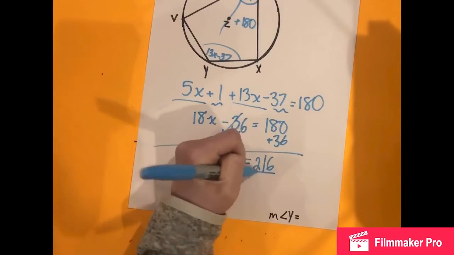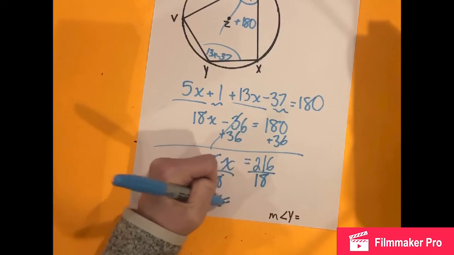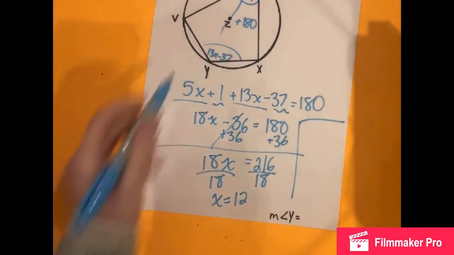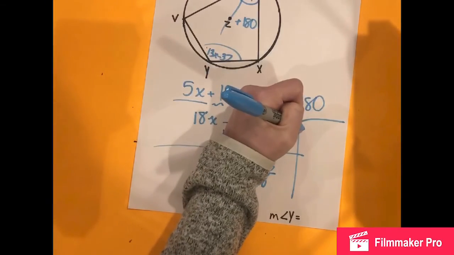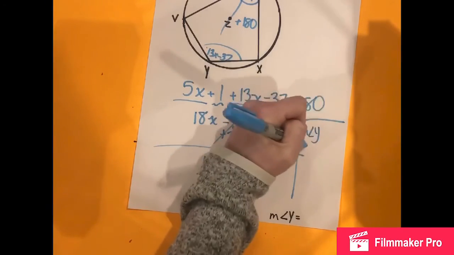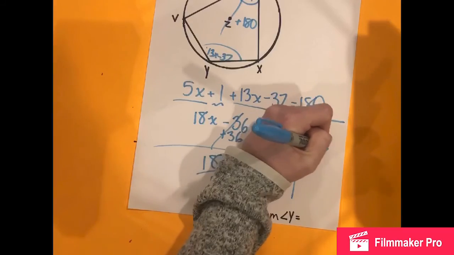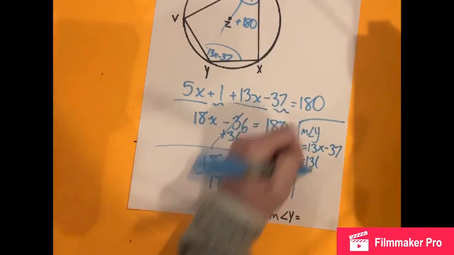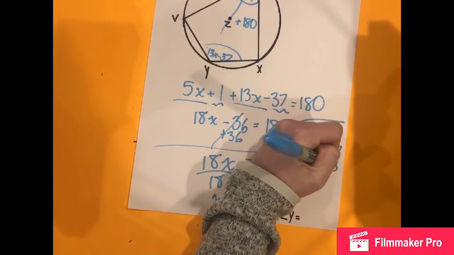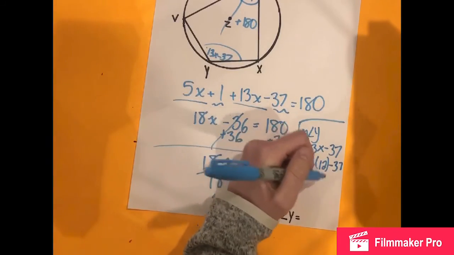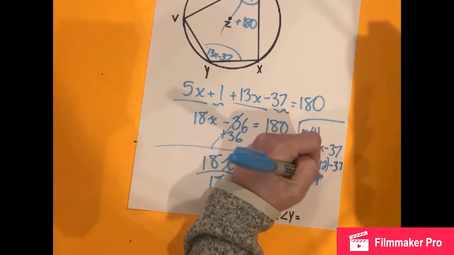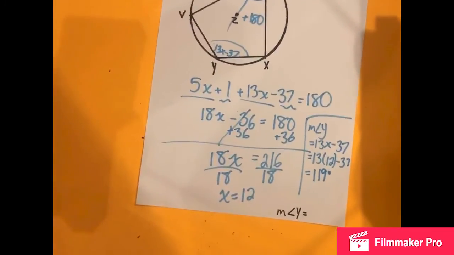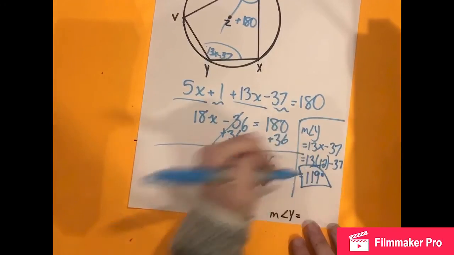So we get 216 divided by 18. You get x equals 12. Unfortunately, that is not all they want. They want to get the measure of angle y. So the measure of angle y is equal to 13x minus 37. It's 13 times 12 minus 37. Okay, and we get 119 degrees. And that is our final answer and the end of this part of the section.